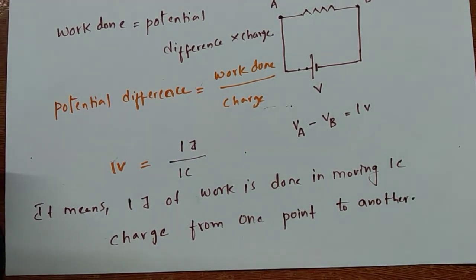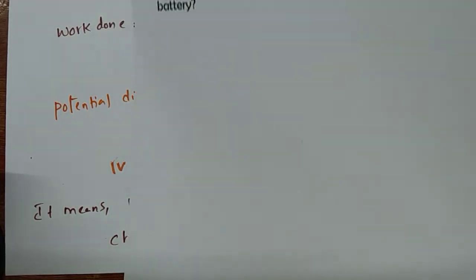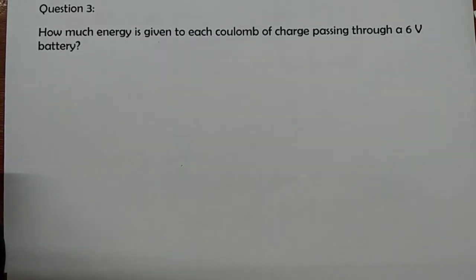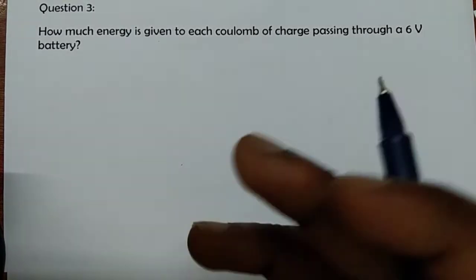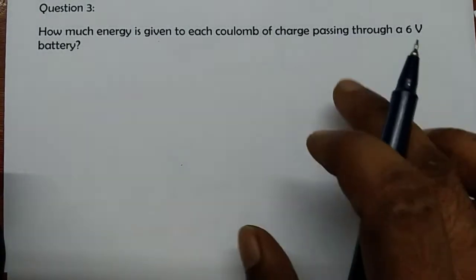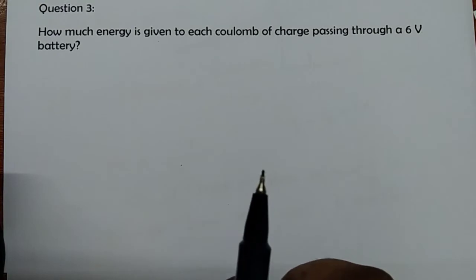This is the meaning of it. Okay, now we will see question number 3. How much energy is given to each coulomb of charge passing through a 6 volts battery? Each coulomb of charge, how much energy is it getting in passing through a 6 volts battery?